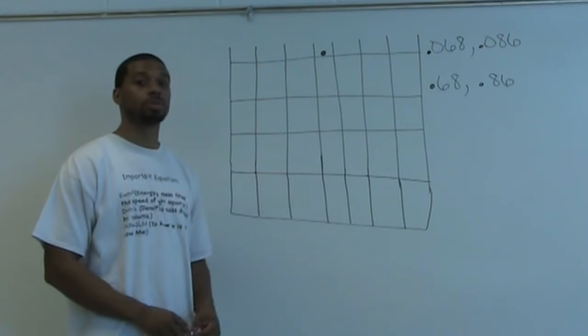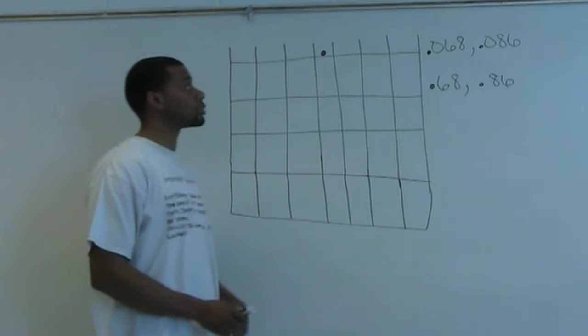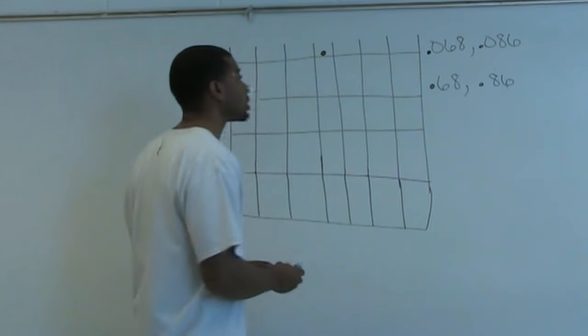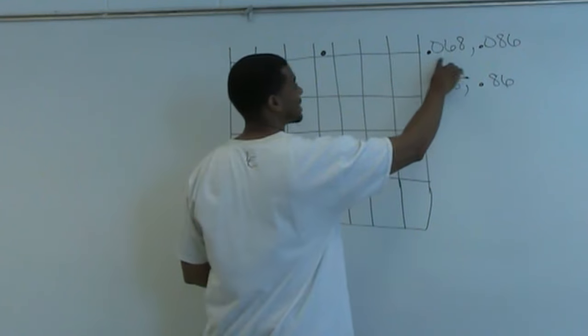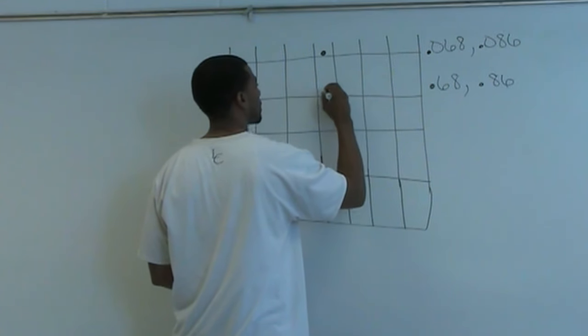Let's compare some more numbers. The first thing that we do, again, line up our decimals. I have 68 thousandths. Place my decimal in first.